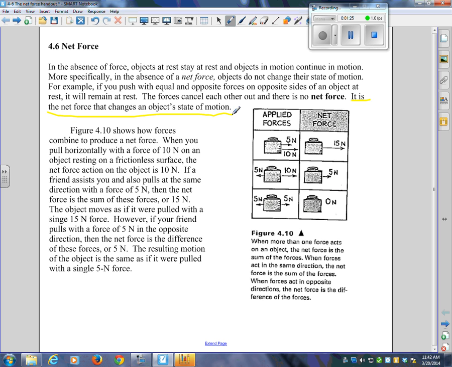However, if your friend pulls with a force of 5 newtons in the opposite direction, then the net force is the difference of these forces, or 5 newtons. The resulting motion of the object is the same as if it were pulled with a single 5 newton force. That's all basic review there. There's nothing too new in there.